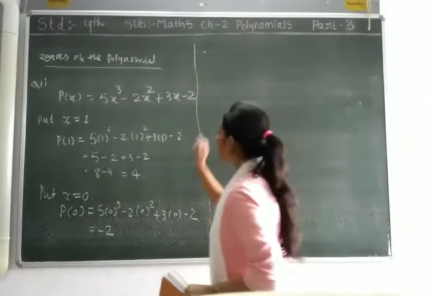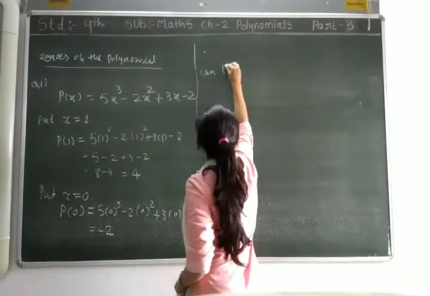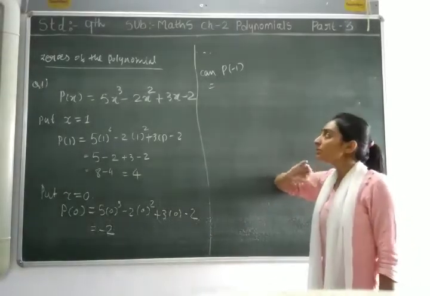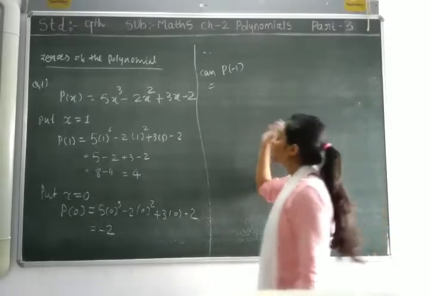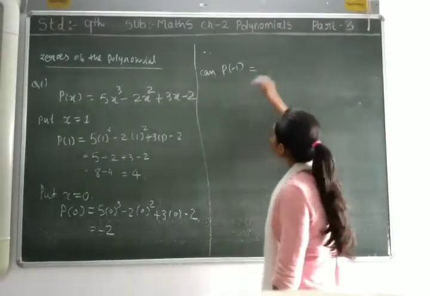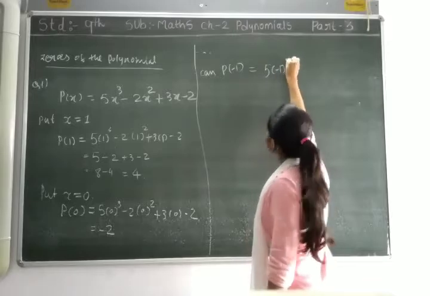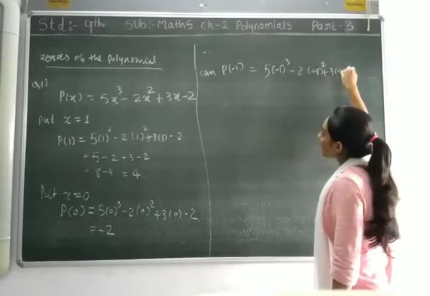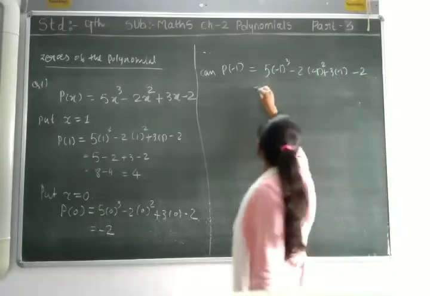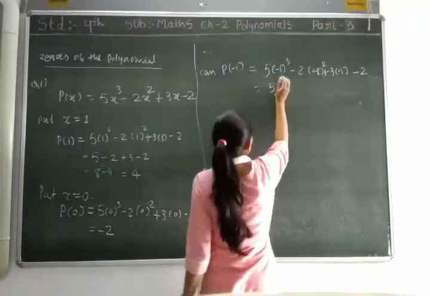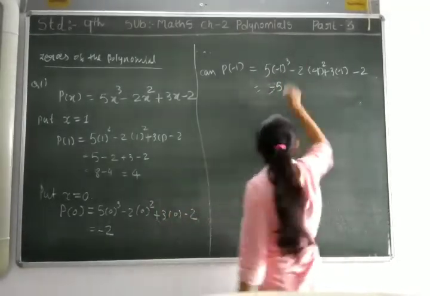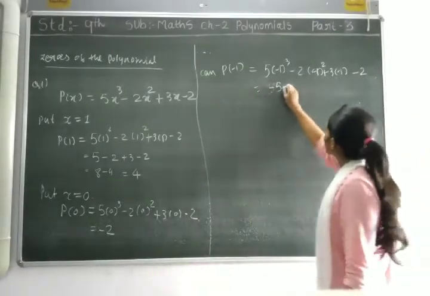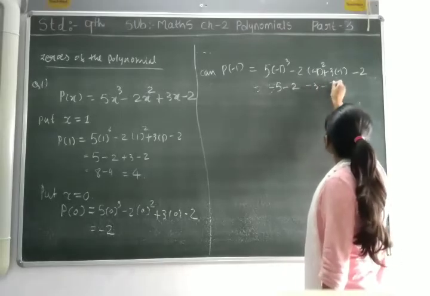Now, can we find p of minus 1? We have nothing to do. Just replace this x with minus 1. So p of minus 1 equals to 5 times minus 1 cubed, minus 2 times minus 1 squared, plus 3 times minus 1, minus 2. So the 5 becomes minus 5 because the power is an odd number. Over here it is plus 2, then minus 3, minus 2.